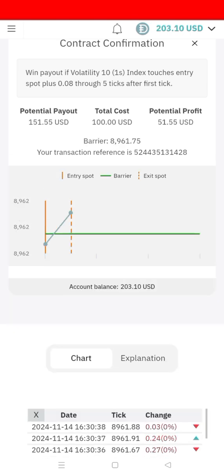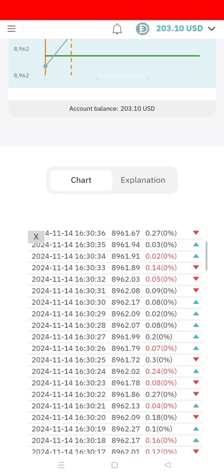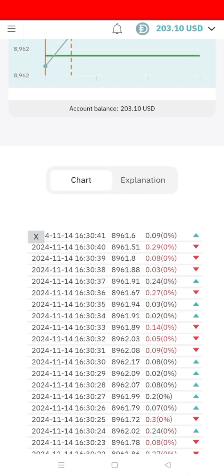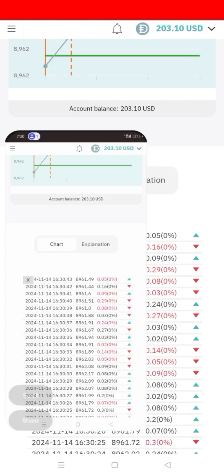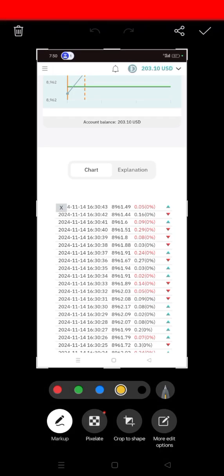So you see at 203.10. So what made me win that? Let's screenshot that and explain why I entered. It's very simple, unless you just listen to what I'm showing you and repeat the same without making any mistake. So you see this area here again.